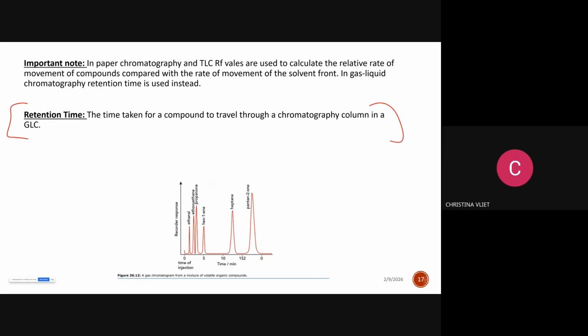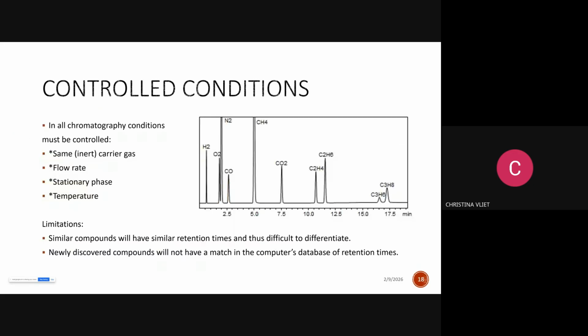For a GLC, you use retention time instead of an Rf value to tell you what you have. It's really just the time it takes for a compound to go through the column and come out of the detector. That's what we call the retention time. Retention means hold back, like retain means hold back. So that's what that means here.